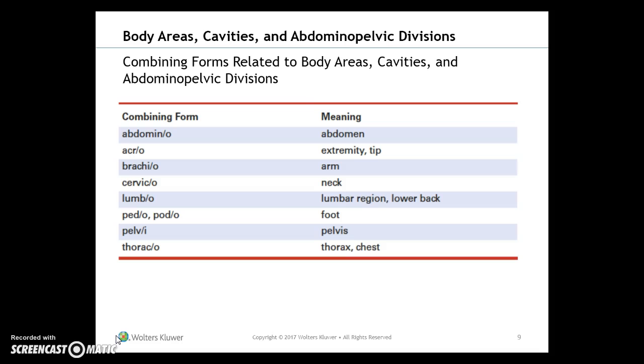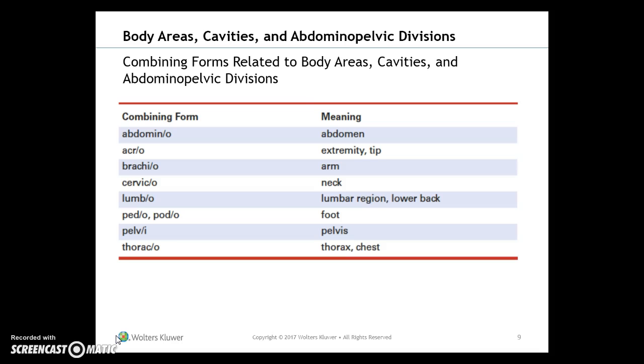So for example, if a person has a pain in the hypogastric region, it may be an indication of appendicitis, which is an inflammation of the appendix. A region is a portion of the body, and this section covers combining forms and terms related to body areas, cavities, and abdominopelvic divisions. So again, here's some combining forms related to these, and I'm just going to sound these out for you, and there's some practice exercises in the book.